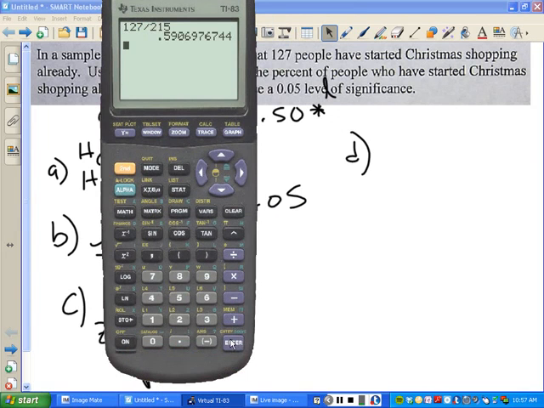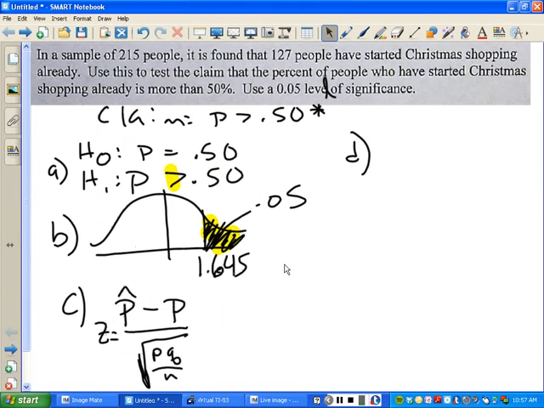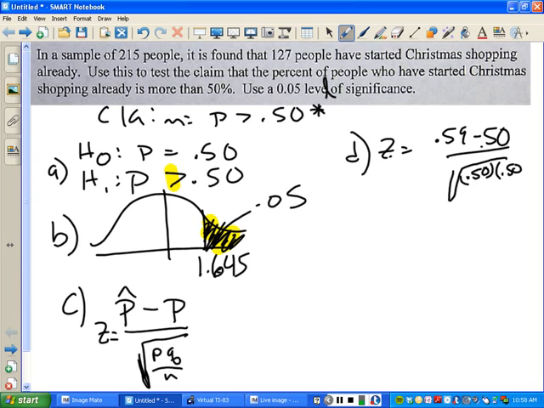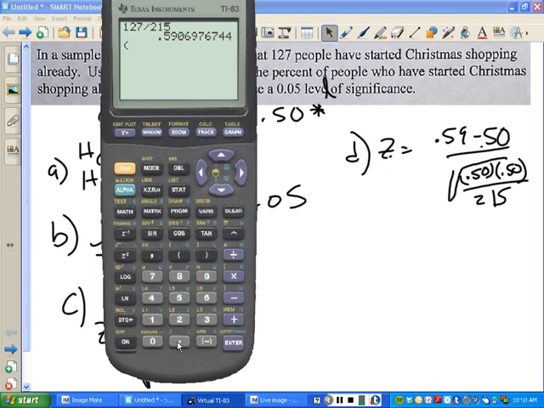So P hat's going to be 0.59. Okay? So we're going to go Z equals 0.59 minus 0.50 divided by square root of 0.50 times 0.50 divided by 215. Now if I do that in my head, you'll think I'm a nerd, so we're going to go ahead and type this in.